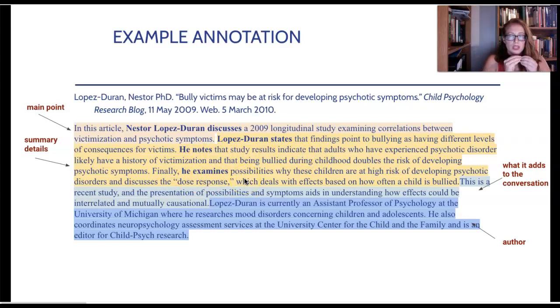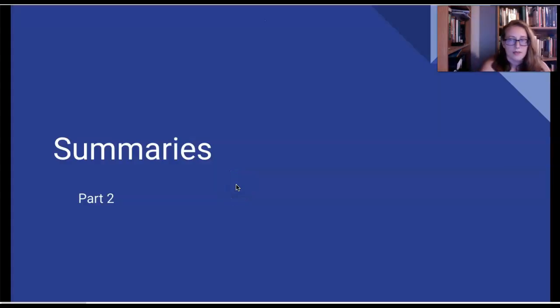A good tip to practice this, at least where your summary is concerned, especially if you've never practiced this before, is to start each sentence with an author signal and switch it up. Notice it's different each time. Nestor Lopez Duran discusses. Lopez Duran states. He notes. He examines. The study finds. He goes on to explore this. Next, he does this. But start each sentence with something that attributes it to the text itself or to the author.